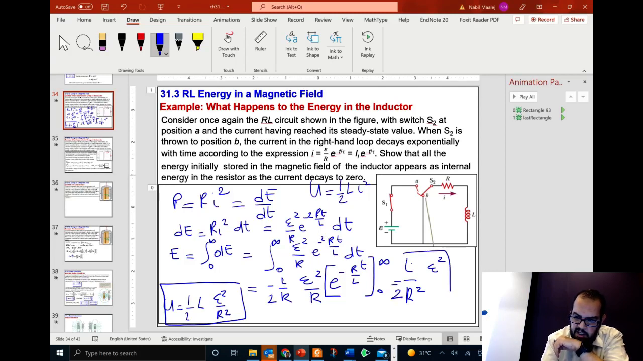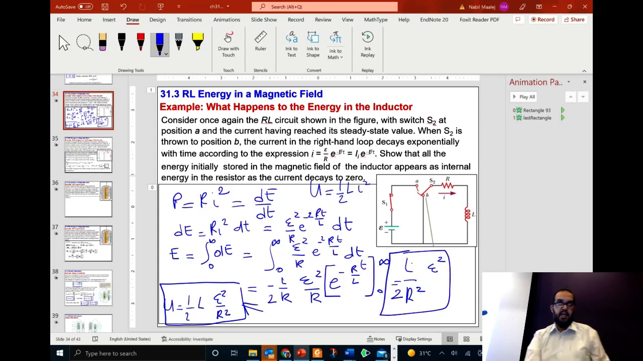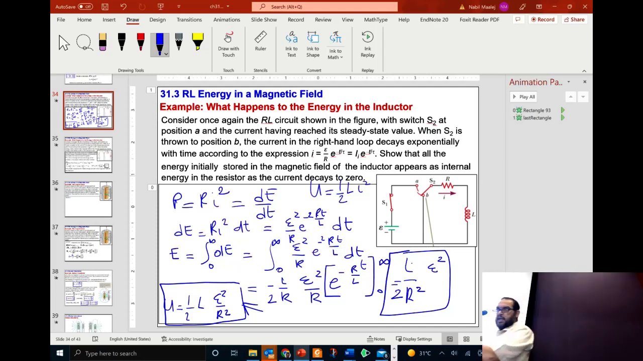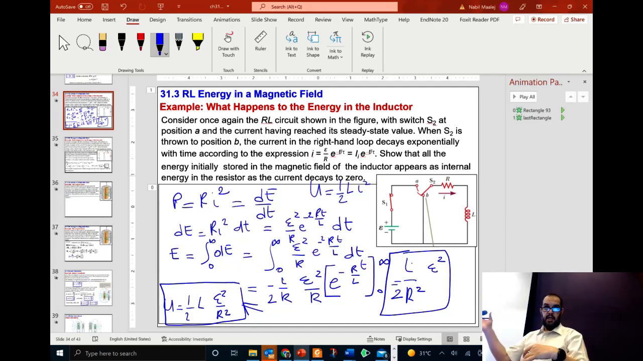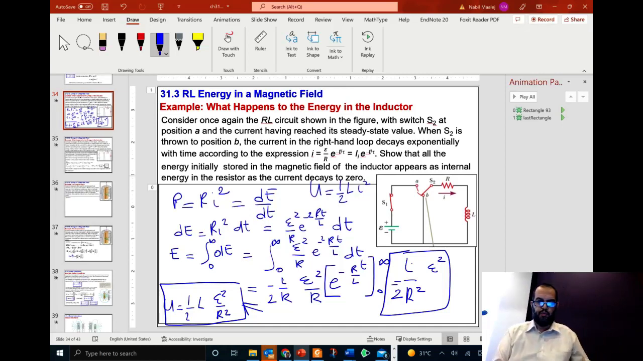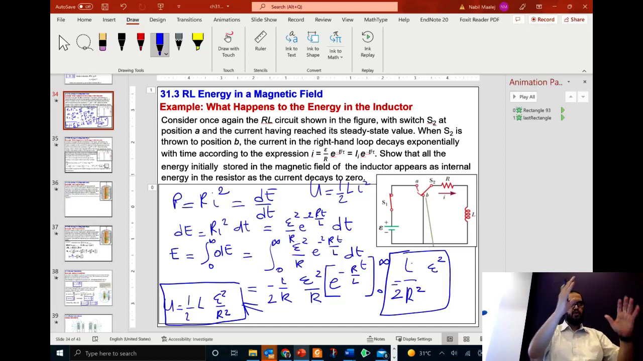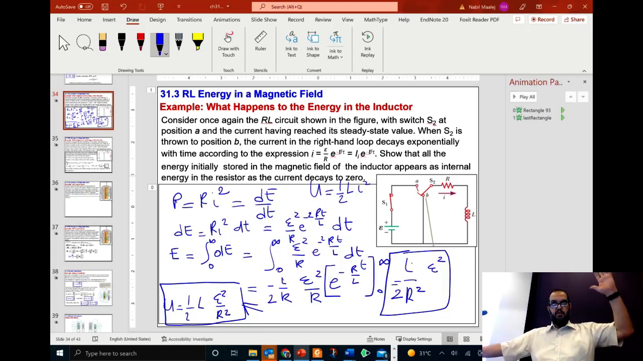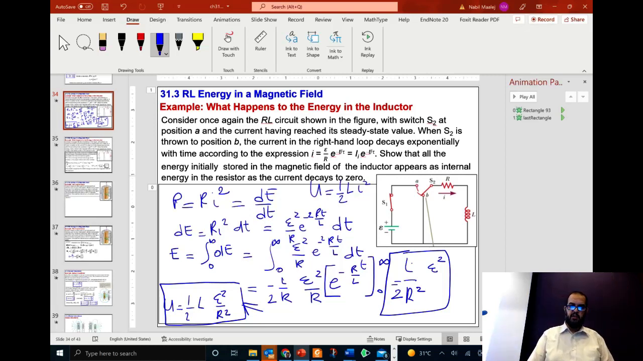Okay. So notice that this is the same as the energy that is stored in the inductor. So all of the energy that we had in the inductor, which was stored in the magnetic field of the inductor, was 1/2 L epsilon squared divided by R squared. When you switch S2 to position B, all of that energy is going to be transferred to the resistor. So if you integrate the power over time from 0 to infinity, you will obtain the total energy that was in the inductor.